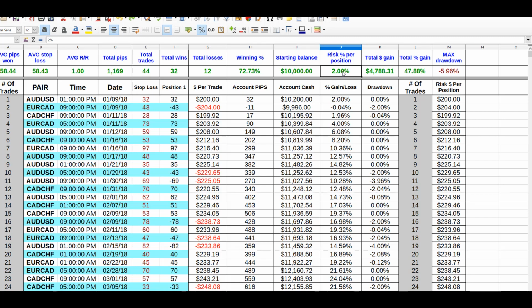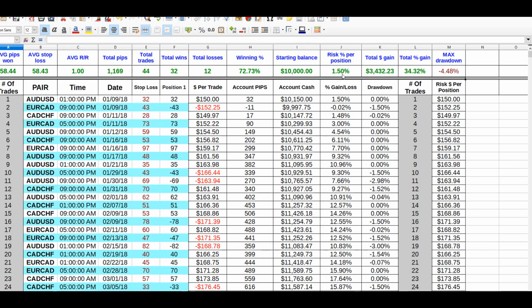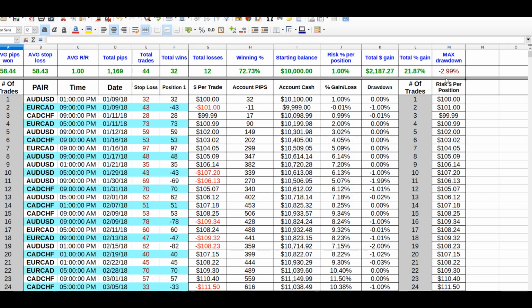So if your risk per trade is at 2% and you have a max drawdown of 6 that you want to get lower, what do you think we have to do to this risk per position? We have to shrink it, right? We have to make it smaller. So what we would start out doing is maybe a 1.5% risk per trade, which brings our max drawdown down to 4.48%. And the lower we go with this risk per position, guys, all the way down to 1%, then our max drawdown gets smaller, and also our percentage gain gets smaller as well.